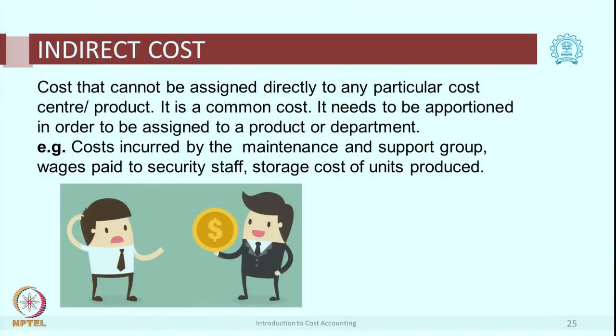So, here is an example given: maintenance support group or security. Outside the factory there is security. That security is for, let us say, 10 units inside the factory. Security is common for all the 10 units. We will not know exactly the salary of security to be charged to which unit. That is why it is considered as indirect cost. Same way, storage costs in godowns or in showrooms, these also become indirect costs. There is another name for indirect cost which is more popular and you might have heard it, that is overheads.